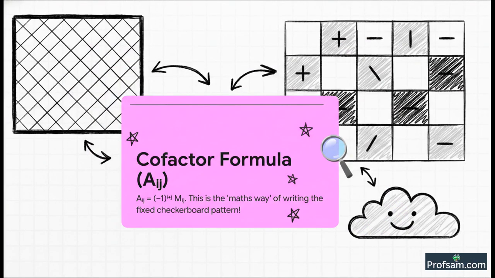Now, in your textbook, you're going to see this formula here. Don't let it scare you. This is just the fancy maths way of writing our simple vibe map. If i plus j is an even number, minus 1 to the power of that is just plus 1. If i plus j is an odd number, you get minus 1. See? It gives you the exact same checkerboard pattern.